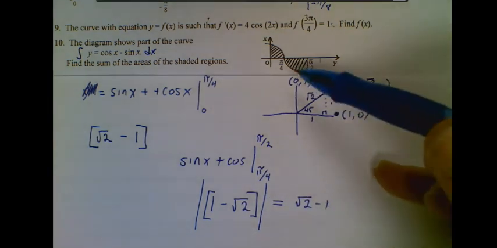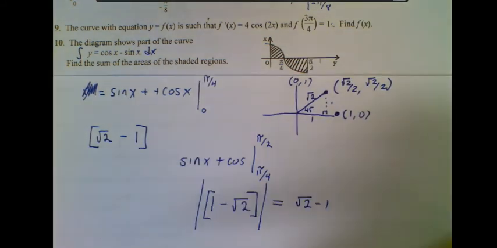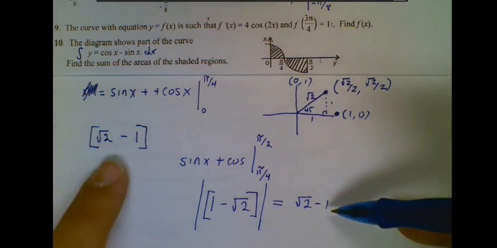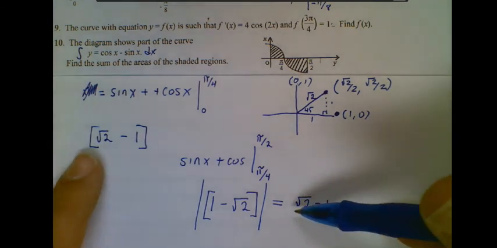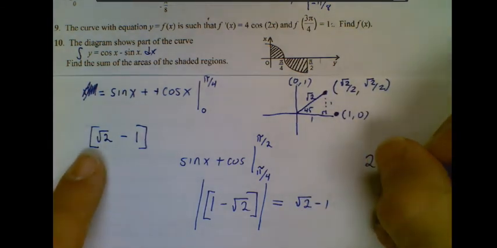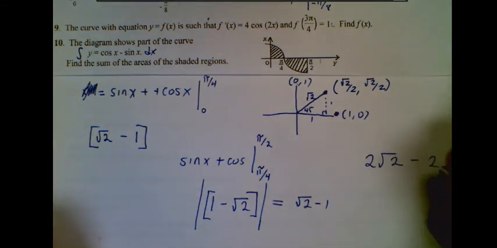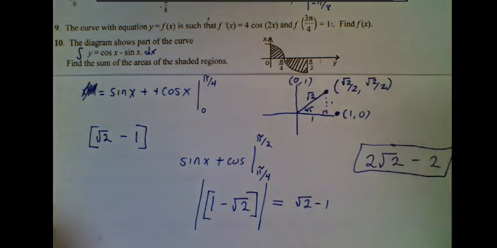So there's my two areas. They were both the same value. So I just need to now add those two things together to get my total area under the curve. So rad 2 plus rad 2 is 2 rad 2. And if I had a negative 1 with another negative 1, I got my negative 2. So that would be the total area under the curve.